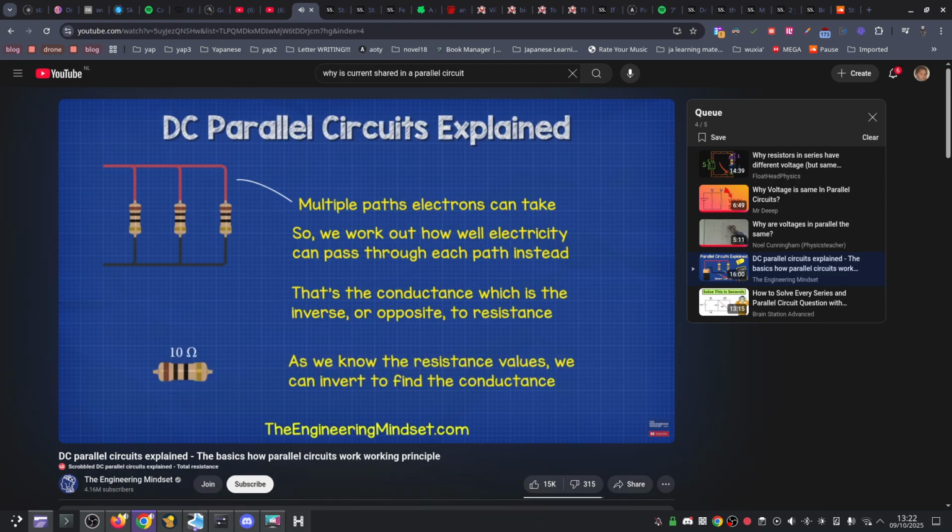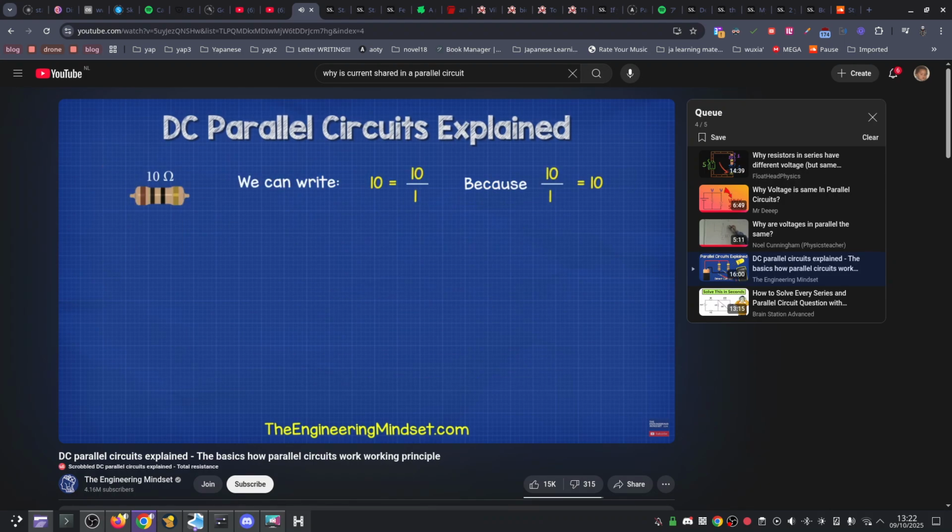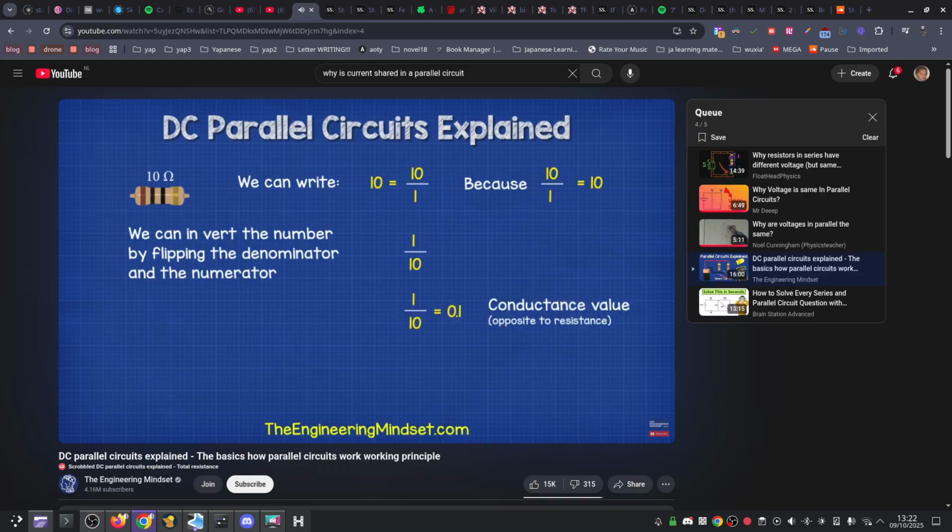As we already know the resistance value of the resistors, we can just invert this value to find the opposite. Looking at a 10 ohm resistor, we can also write 10 equals 10 divided by 1, because 10 divided by 1 is 10. And you can do that with any number. Then we invert the number to find the conductance, the reciprocal, and we do that by flipping the denominator and the numerator. So we get 1 divided by 10, which is 0.1.